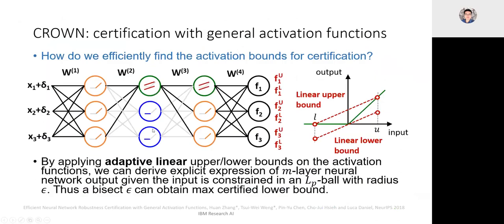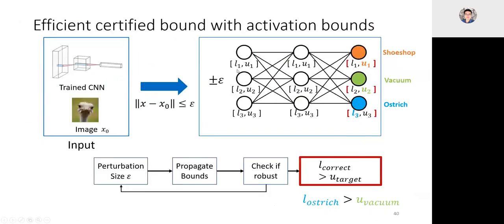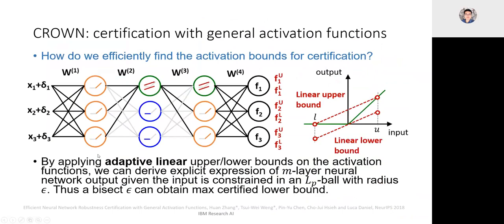This is easy if we know the lower bound and upper bound of your activation function. So the next question, and that's actually the main task that our new RIPS paper is trying to solve, is how do we find the lower and upper bounds of each activation function in a very efficient way? We know for a fact that most of the activation functions in neural networks are nonlinear, for example, hyperbolic tangent, ReLU, sigmoid, and so on. So it is not linear in nature.